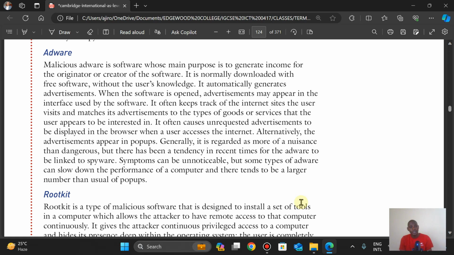So once you download that software, before you do anything, there are a lot of ads being generated. When the software is open, the advertisement may appear in the interface used by the software. It also keeps track of the internet sites that the user visits and matches the advertisement to the type of goods and services that the user appears to be interested in. It often causes unrequested advertisements to be displayed in the browser when the user accesses the internet. Alternatively, the advertisement appears in pop-ups.